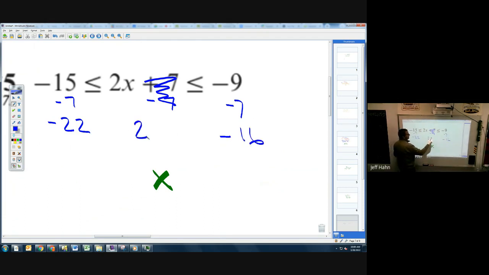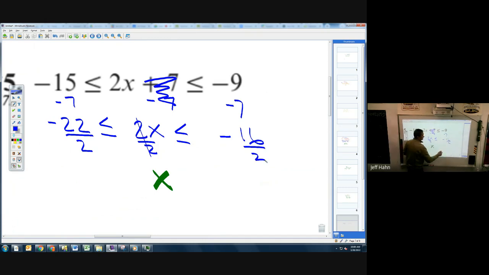And now I'm left with my 2x, and the same thing is true with the 2x in there. I need to get rid of the 2, so I have to divide by 2, but I need to divide all sides by 2 because there's 2 equations there technically. So when you're done, you're left with -11 and -8. Do you flip the sign? No, you didn't divide by a negative.